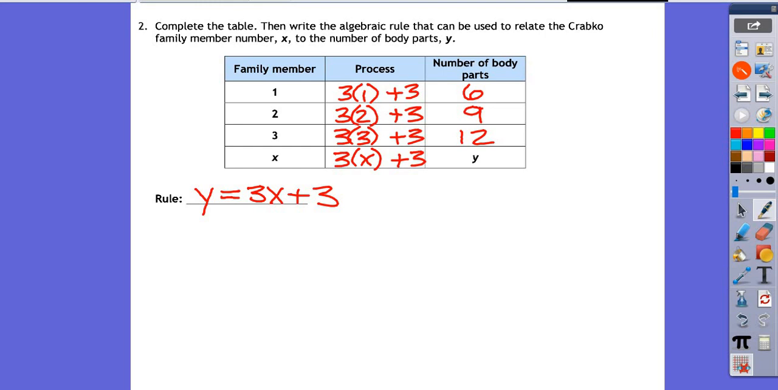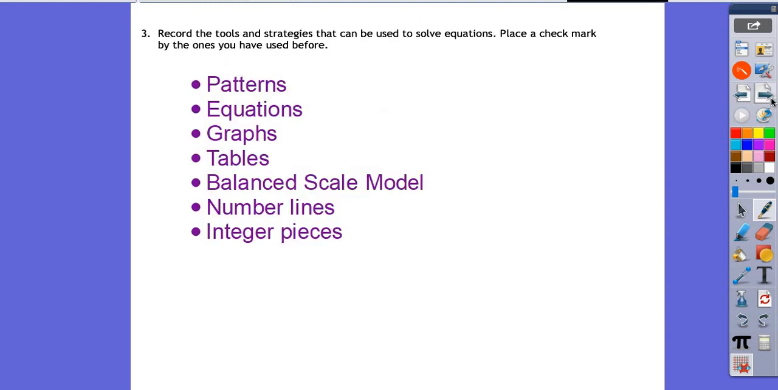Number 3 says, record the tools and strategies that can be used to solve equations. Place a check mark by the ones you have used before. So I went ahead and listed some strategies to use for solving equations. Go ahead and list those down, and then we will put check marks if we have used them. We have patterns, equations, graphs, balanced scale model, number lines, and integer pieces.